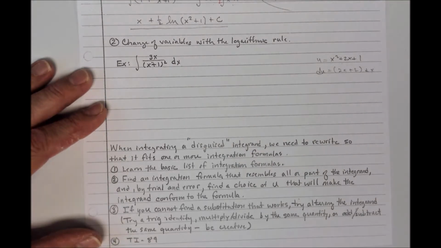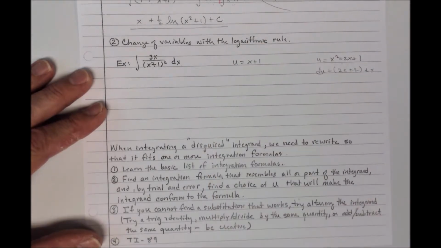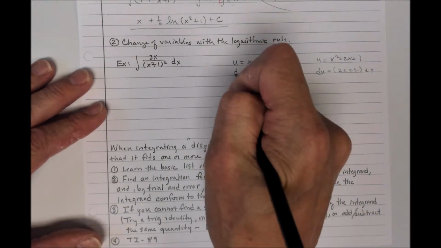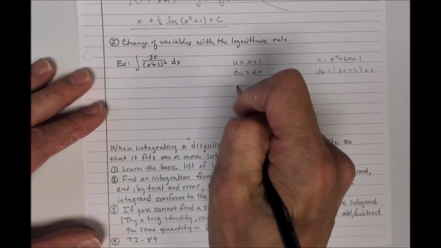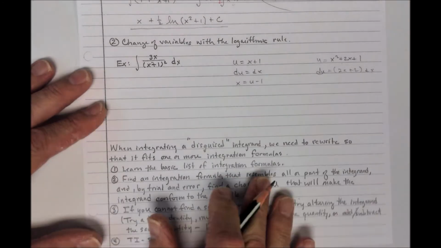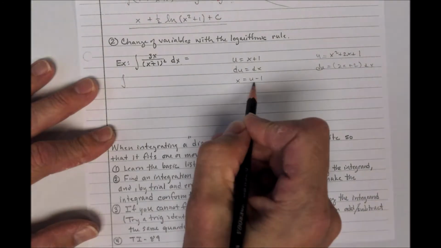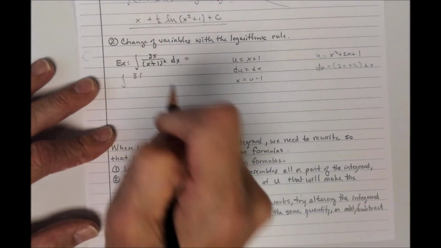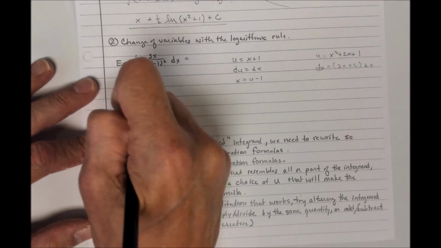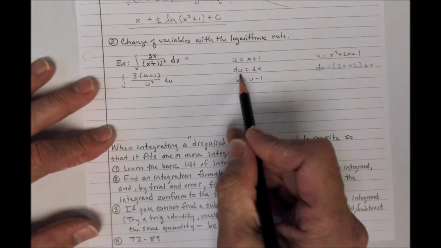So instead, I'm going to make a substitution. I'm going to change my variables. I'm going to let u equal the x plus 1 that's being squared, which means that du would be dx, but it would also mean that if I solve for x, x is equal to u minus 1. So look what happens now. I have the integral of 3x, so it would be 3 times the quantity u minus 1, all over u squared du, because your dx is your du.